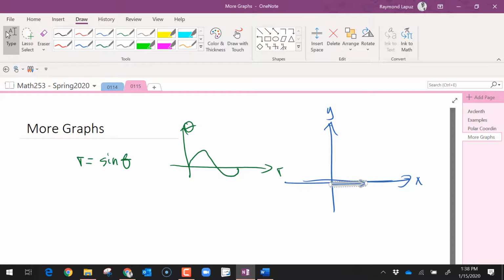So when theta is equal to 0, theta is your independent variable, r is your dependent variable. When theta is equal to 0, sine of 0 is what? 0. So it looks like I would be here.